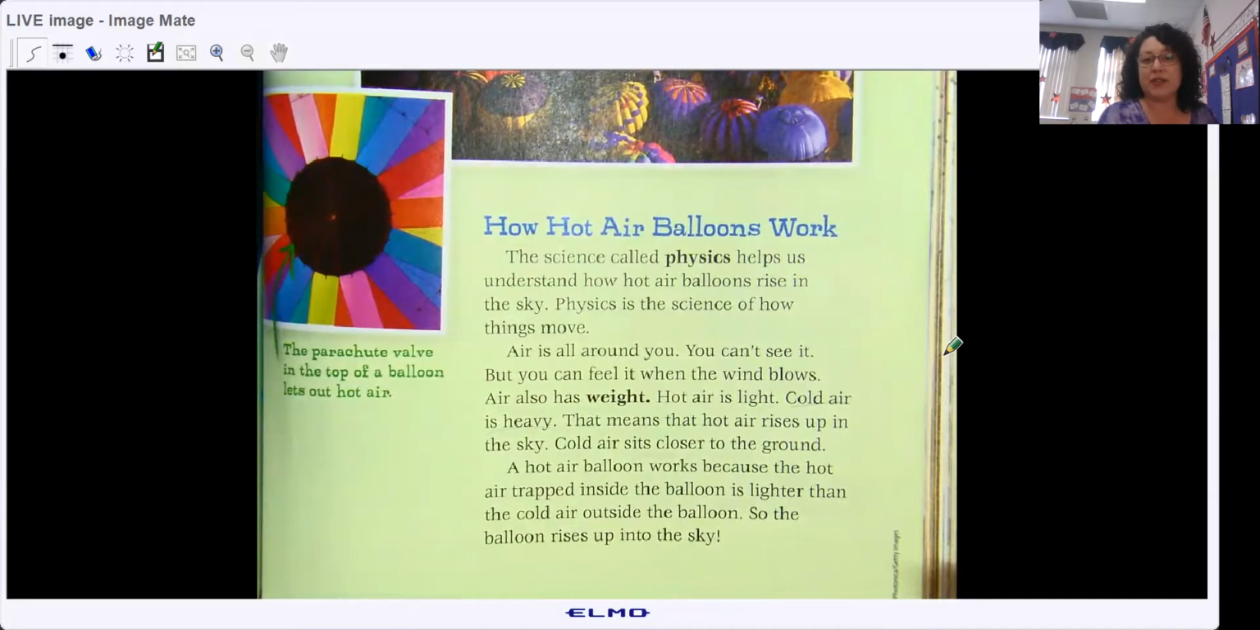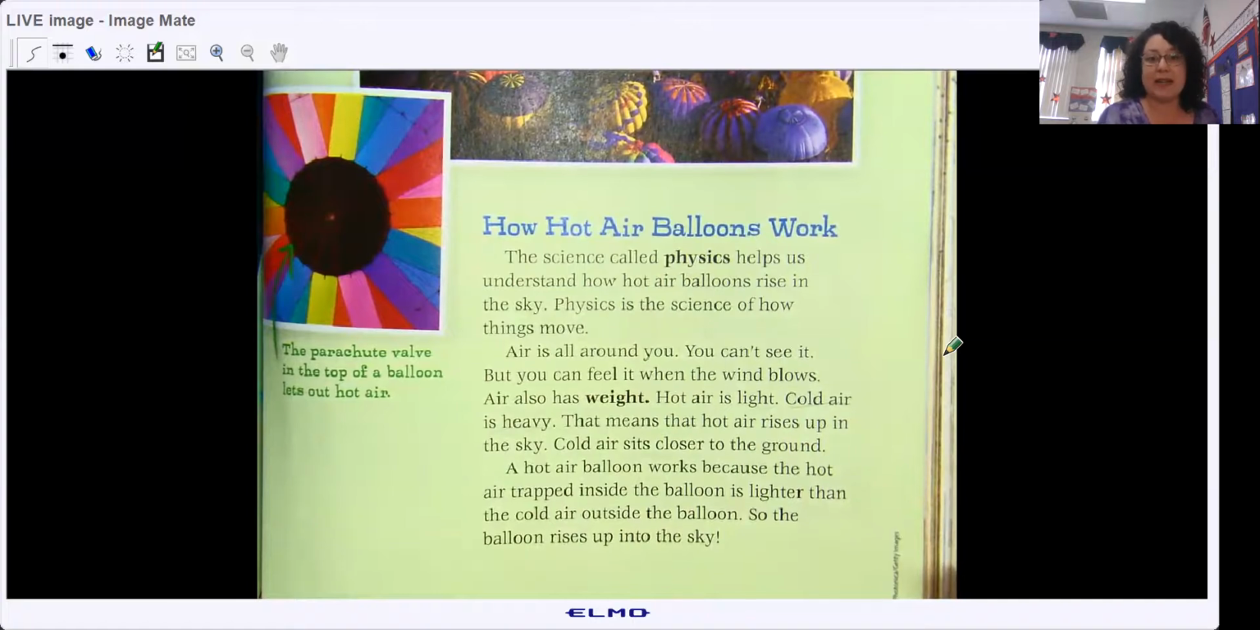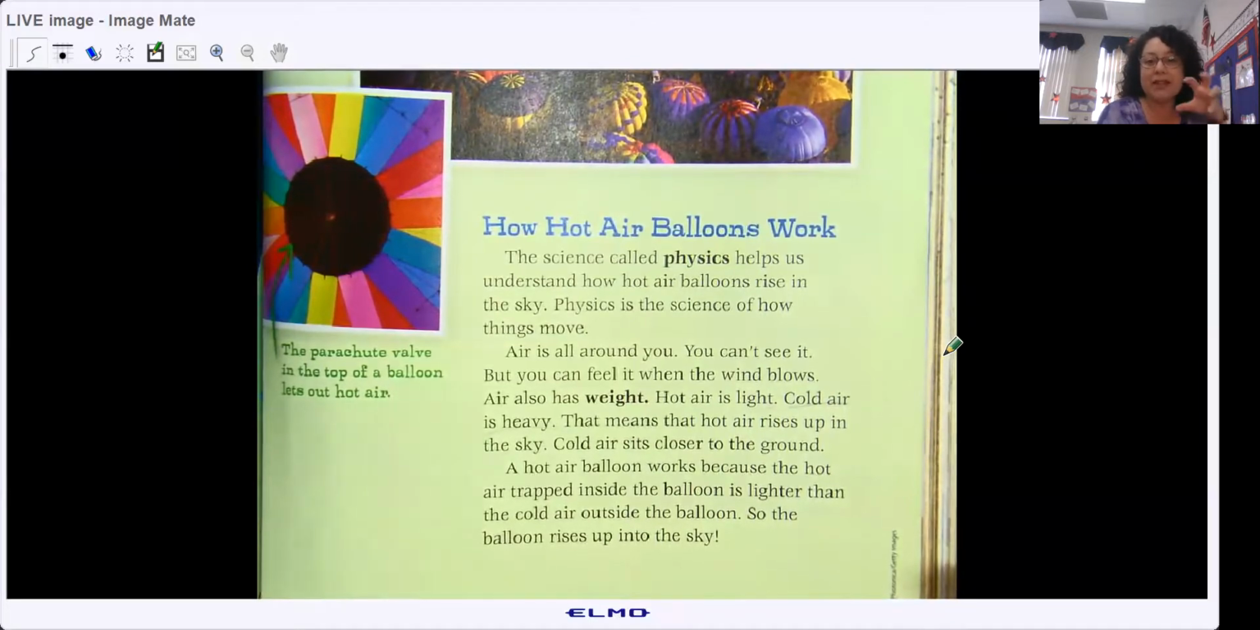Air is all around you. You can't see it, but you can feel it when the wind blows. Air also has weight. Hot air is light, cold air is heavy. That means that hot air rises up in the sky. Cold air sits closer to the ground. A hot air balloon works, there's our question. A hot air balloon works because the hot air trapped inside the balloon is lighter than the cold air outside. So the balloon rises in the sky.